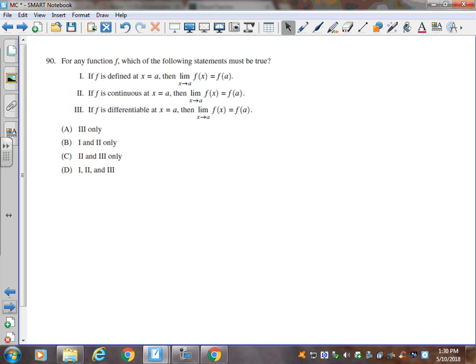Remember those graphs where we had a graph with a hole in it and there was a dot up here colored in? All right. That's not continuous, right? But the limit still would be this number. Does that make sense? All right. That's what the defining part is talking about. For it to be defined at that number, this number has to be colored in, and it has to be colored in where the limit would be.